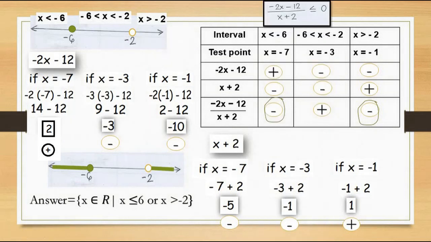Now, if the inequality is greater than, look for positive signs.